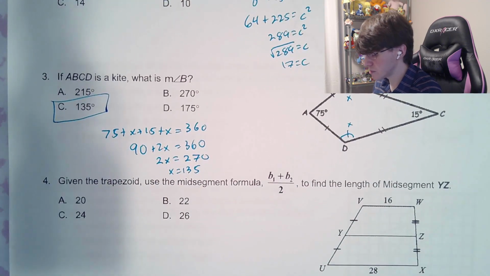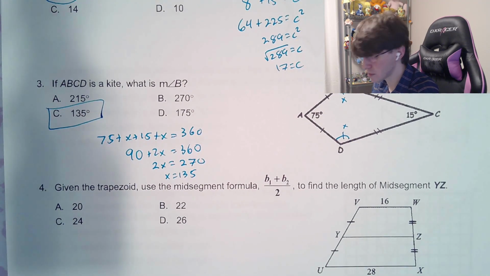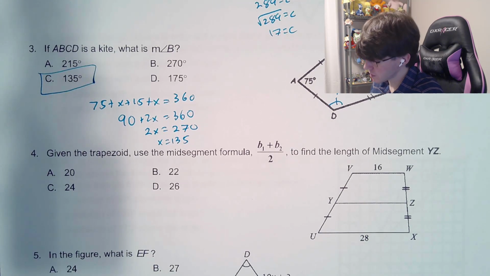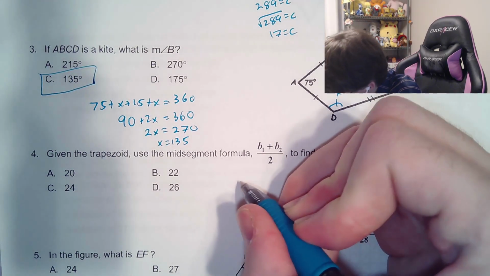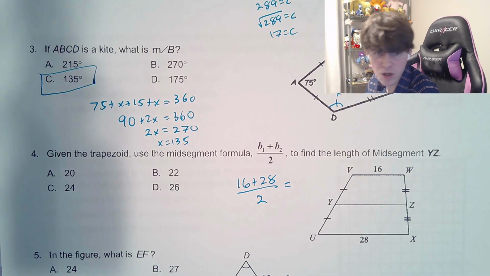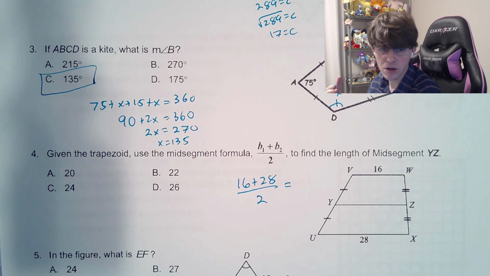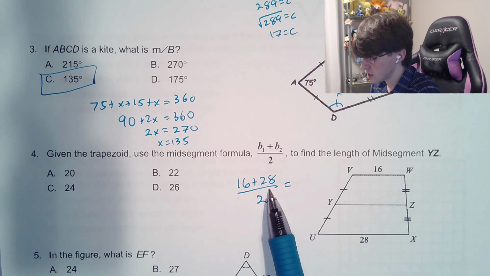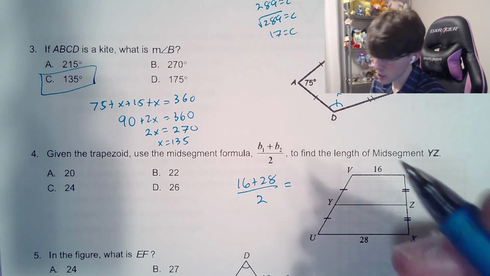Given this trapezoid, use the mid-segment formula to find the segment YZ. This one's pretty straightforward. All you have to do is add the top and bottom and divide by 2. So we have 16 plus 28 divided by 2 is equal to, and again, you can use your calculator for that fraction button if you'd like to, or you can just do it in your head. 16 plus 28 altogether is going to be 44. 44 divided by 2 is 22.